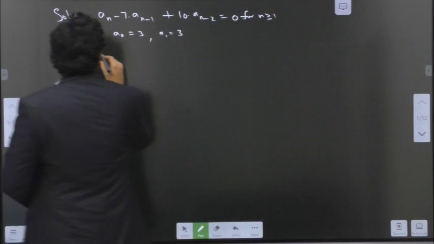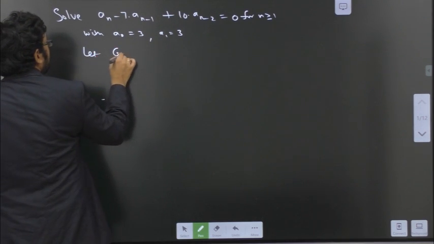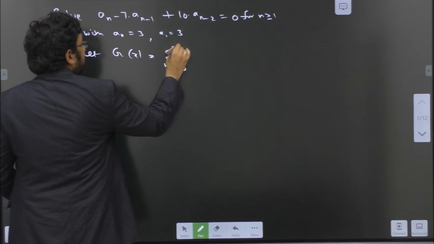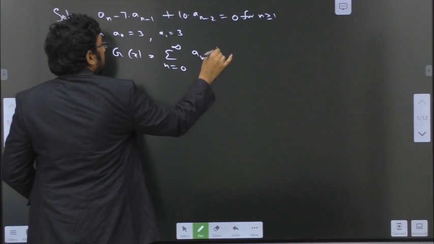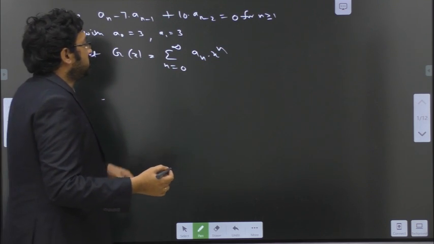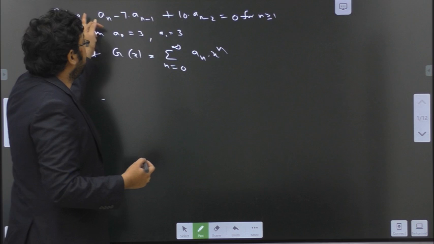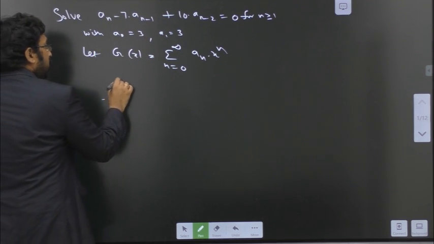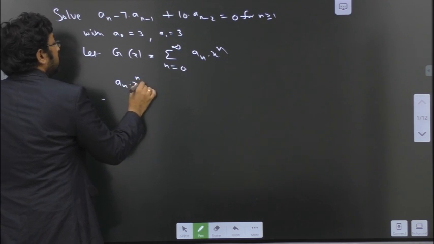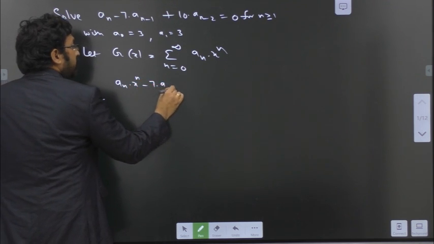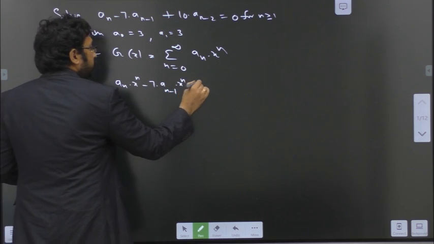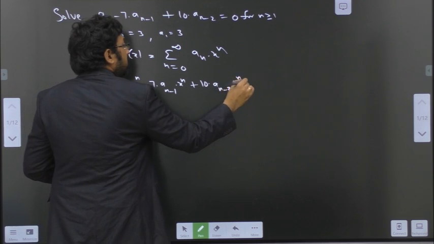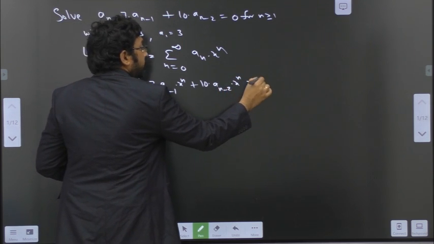So first, initially we should assume g(x) equals the sum from n equal to 0 to infinity of a_n x^n. As a first step we should multiply the given equation with x^n on both sides. So it will become a_n x^n minus 7 a_(n-1) x^n plus 10 a_(n-2) x^n equal to 0 times x^n, which means 0.